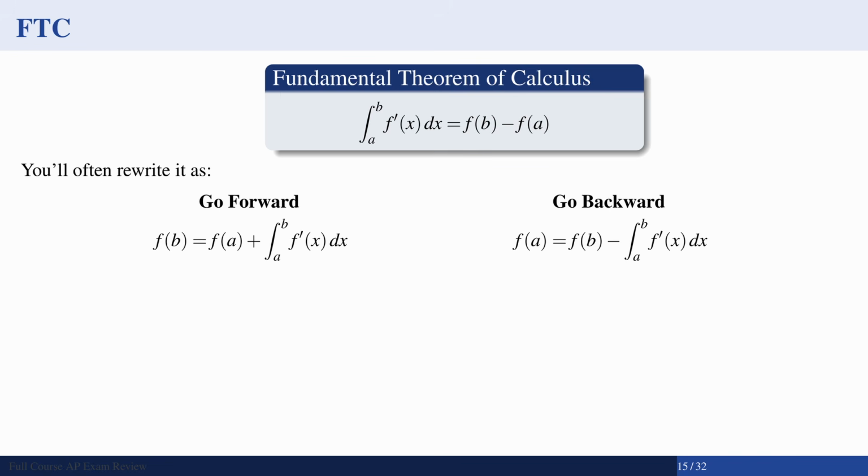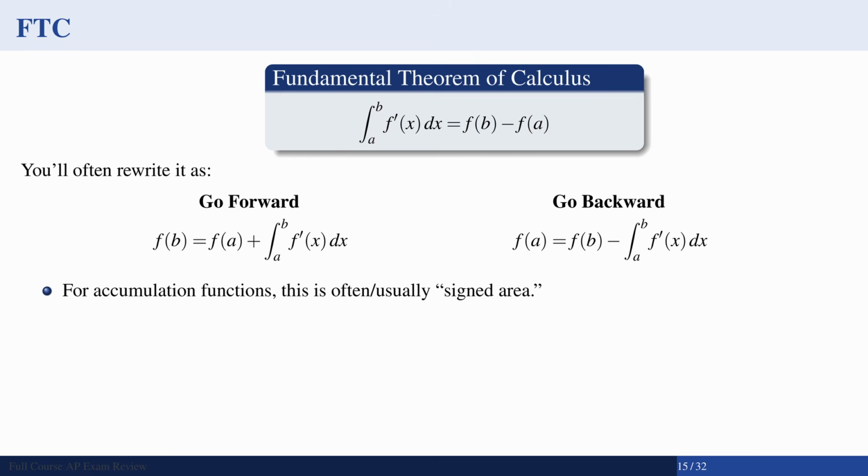So that I'm going to call going forward. You're like going forward in time. You're where you started plus your displacement. You can also go backwards in time. You can figure out where you started. So it's where you ended up minus the displacement from a to b. So it's f of b minus the integral from a to b of f prime of x dx is f of a. I use both of those. It's actually my favorite way to use the fundamental theorem is to rewrite it that way.